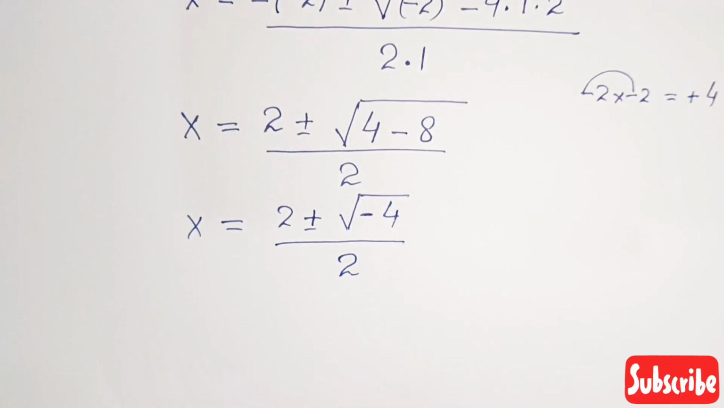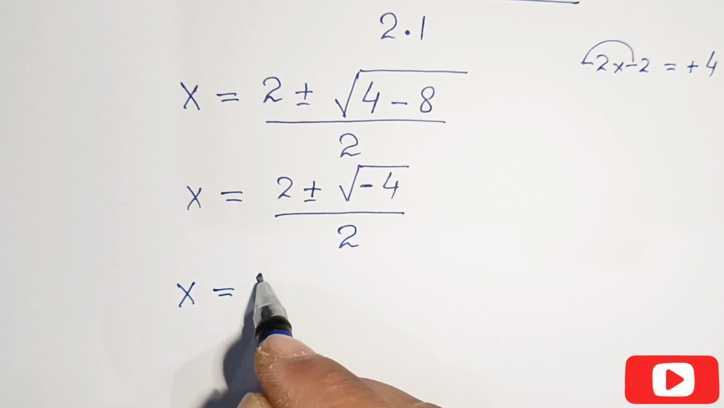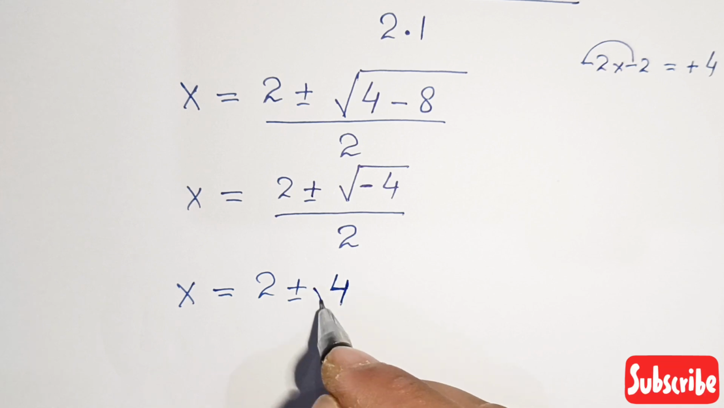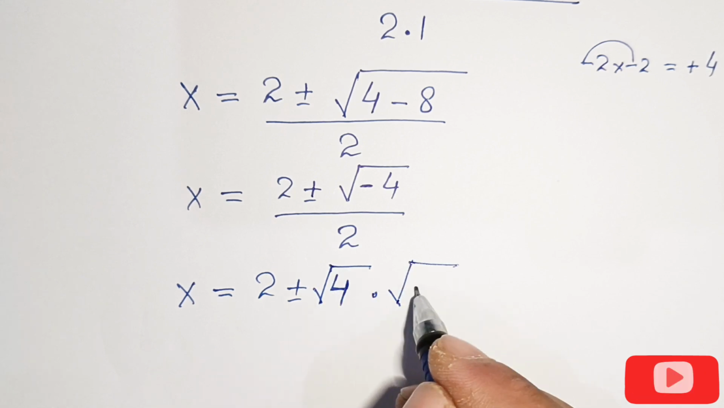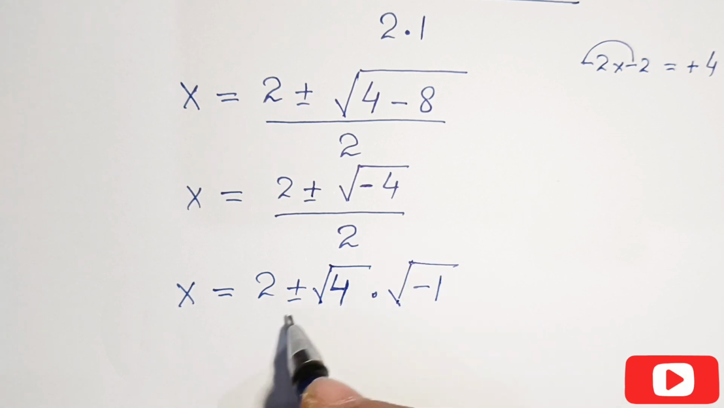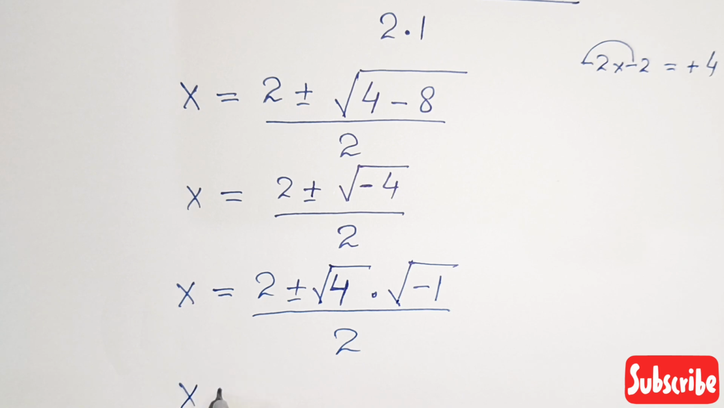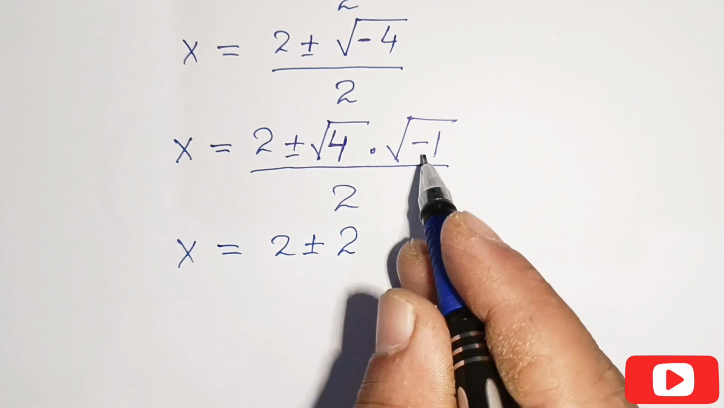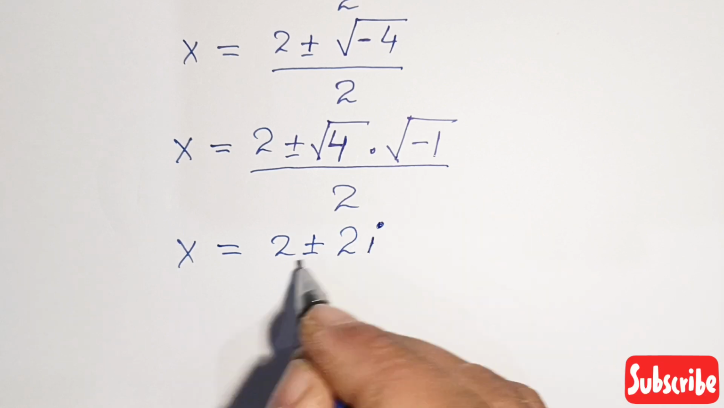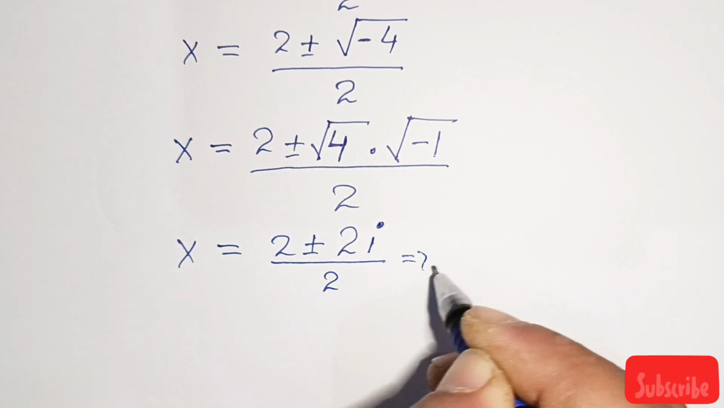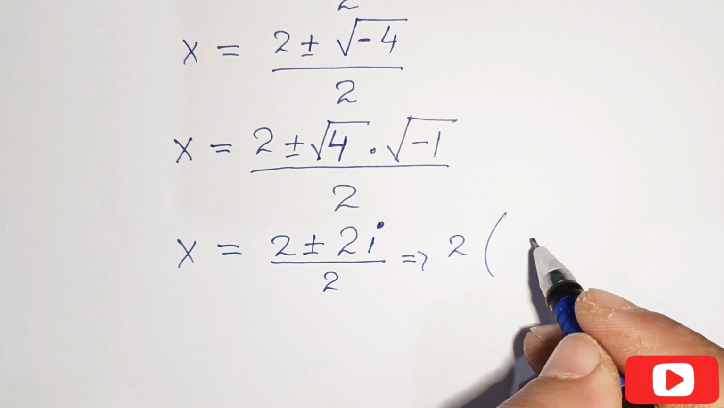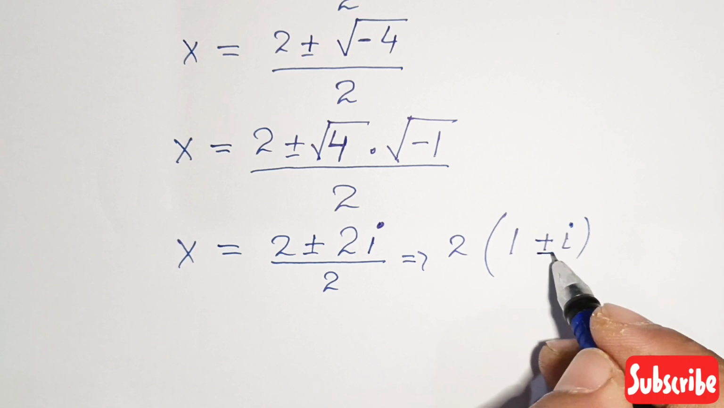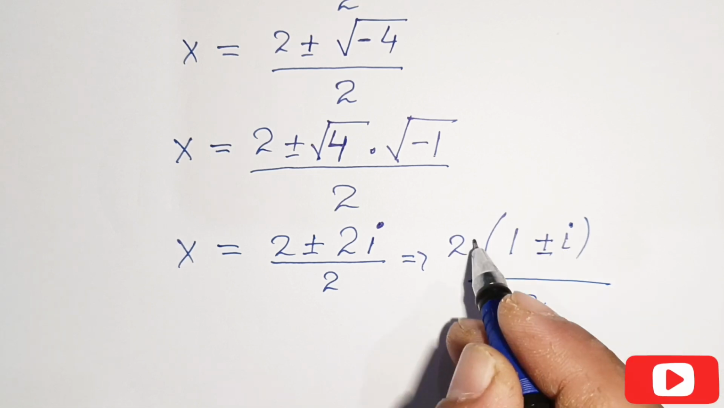Now our next step: x is equal to 2 plus minus, this minus 4 can also be written as square root of 4 times square root of minus 1, all over 2. Now x is equal to 2 plus minus, as we know that square root of 4 is equal to 2, and square root of minus 1 is equal to i, all over 2. Now taking 2 common, inside the bracket we get 1 plus minus iota, and all over 2, cancelling this 2 with 2.